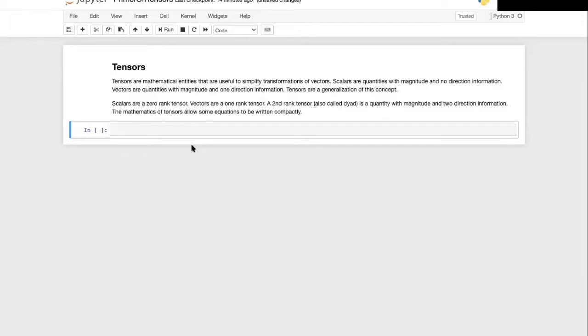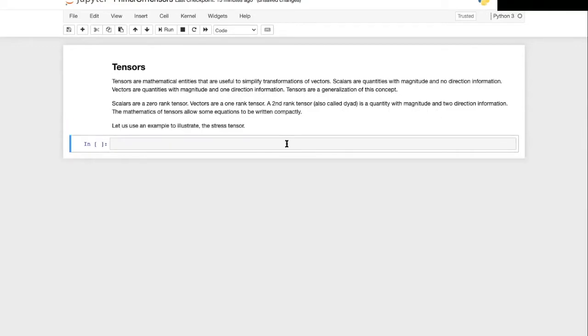Scalars are a zero-rank tensor. Vectors are a one-rank tensor. A second-rank tensor, which is also called a dyad, is a quantity with magnitude and two direction information. As you're going to see, if you define a coordinate system, a second-rank tensor is a matrix. The mathematics of tensors allow some equations to be written compactly.